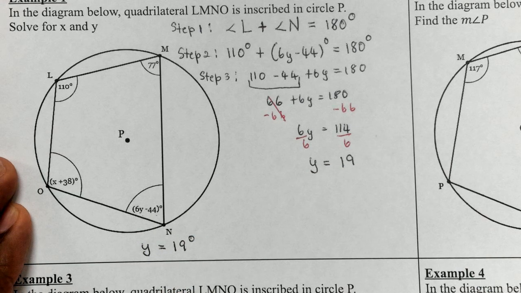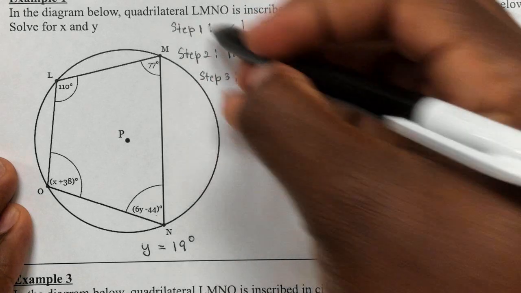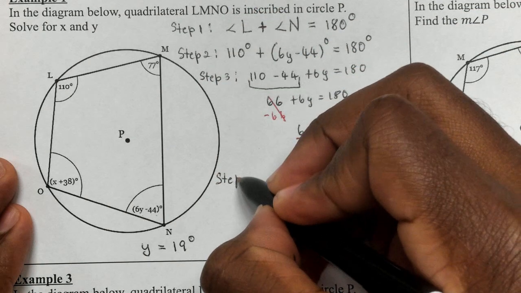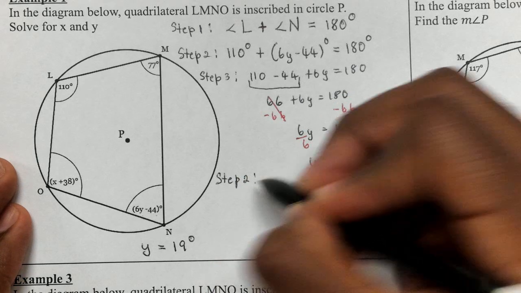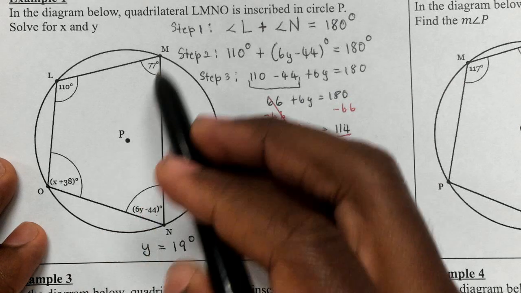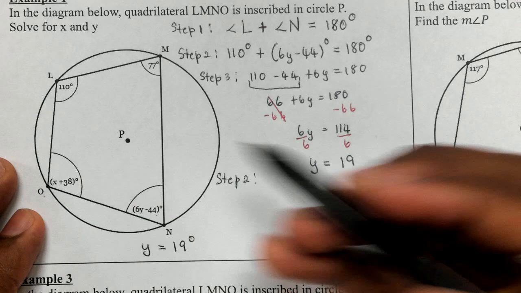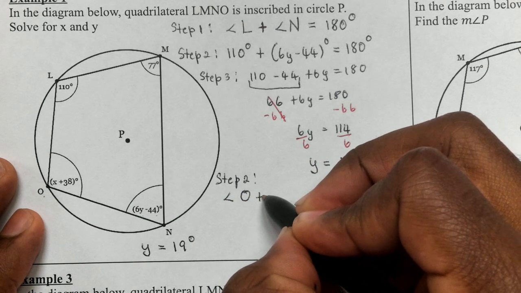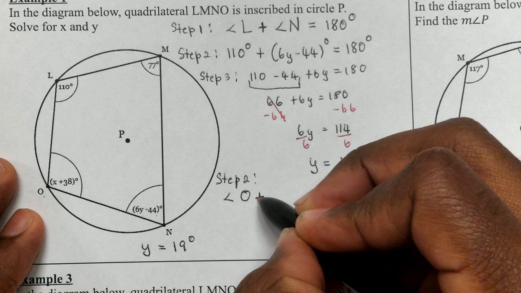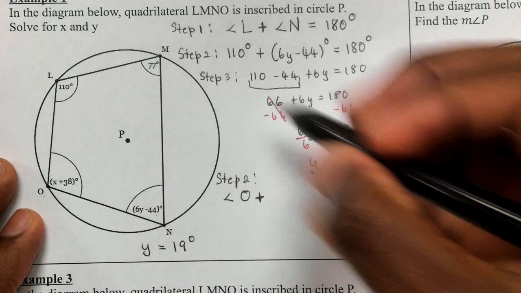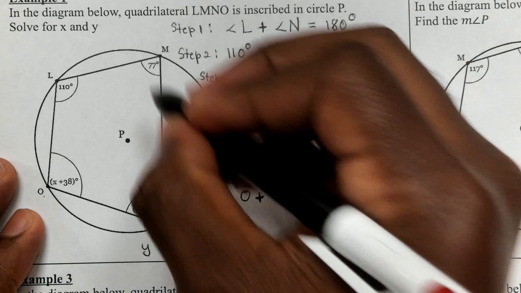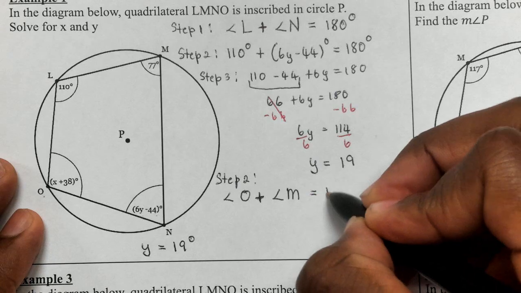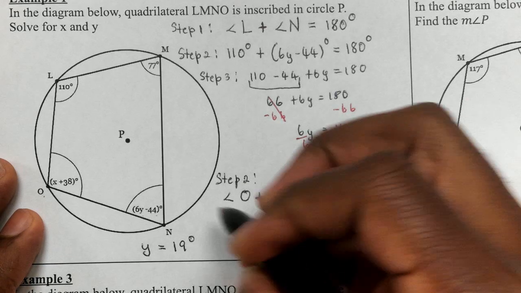So I need to find the value of x. Now I'm going to follow my same 3 steps. Step 1 is to identify the opposite angles. The opposite angle would be angle O, and if we add them, the sum of the opposite angles, angle O plus the opposite angle, angle M, should be equal to 180 degrees.